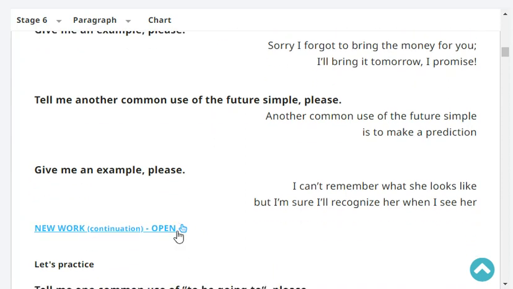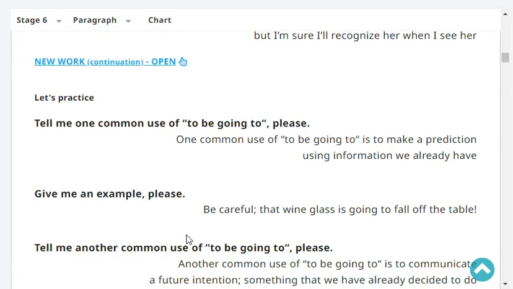Tell me another common use of the future simple, please. Another common use of the future simple is to make a prediction. Very good. Give me an example, please. I can't remember what she looks like, but I'm sure I'll recognize her when I see her. Very good.